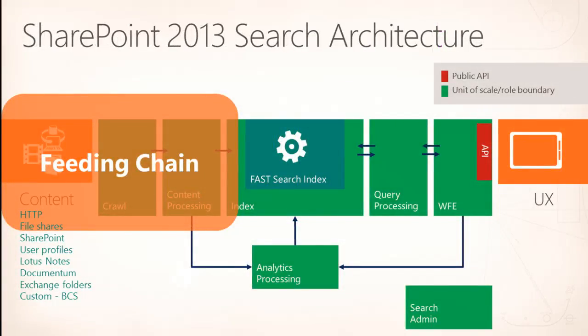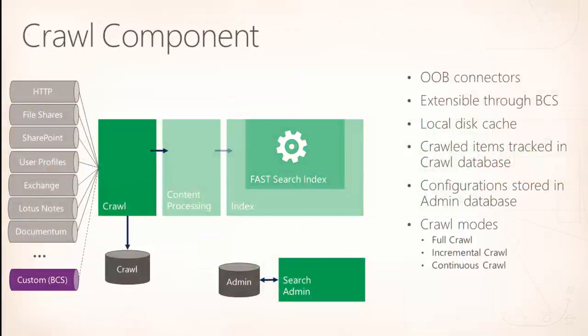So let's go into the feeding chain. The first component you will see here is the crawl component, and it's at the outset not much different from what you are familiar with in SharePoint 2010. Now, a couple of workloads from it have been separated out into a separate content processing component. So the crawler in SharePoint 2013 is more specialized. You have the same out-of-the-box connector interfaces as you have in 2010, and it's also extensible through Business Connectivity Services.